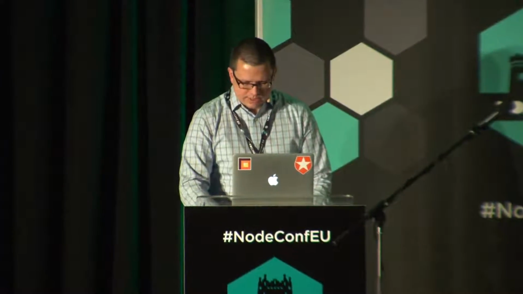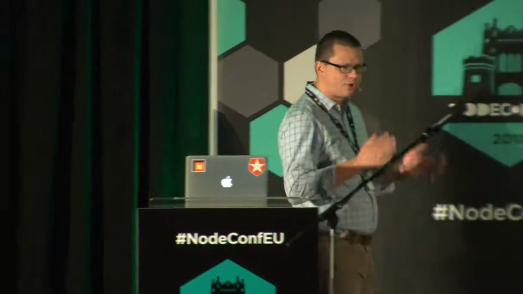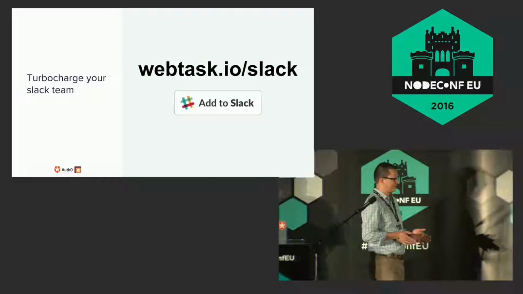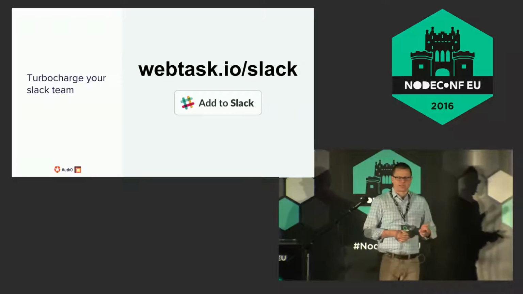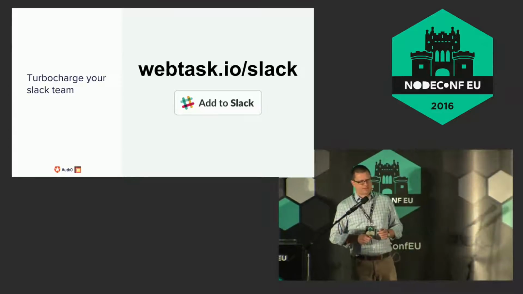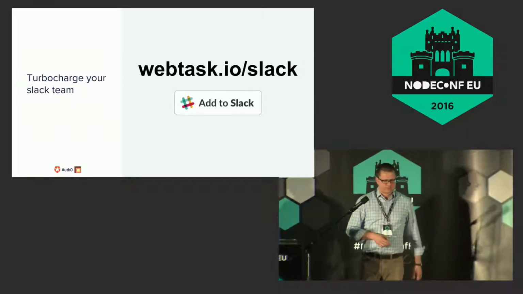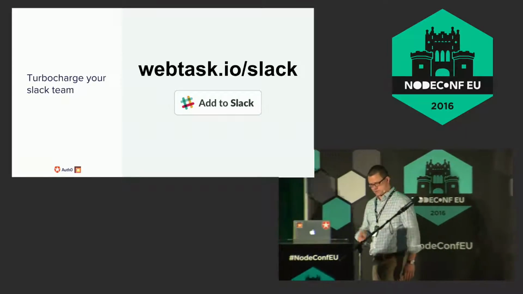So the good news is that we have not only made it available in the Auth0 team, but you can also go ahead and empower your own Slack team to do the exact same thing. So if you go to webtasks.io/Slack, you can simply click add this WT application to my Slack team, and literally a minute from now, you can be running your own Node.js code on your Slack team.